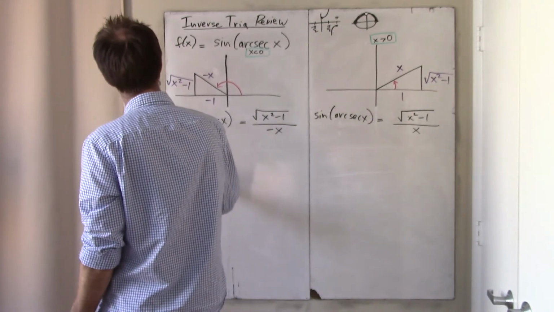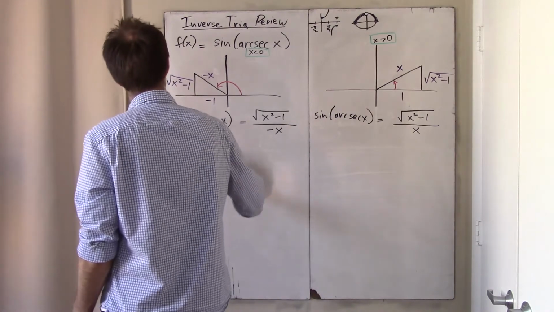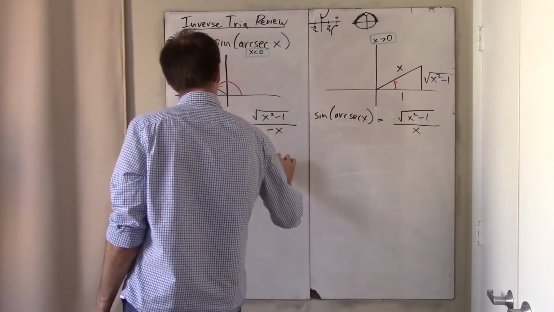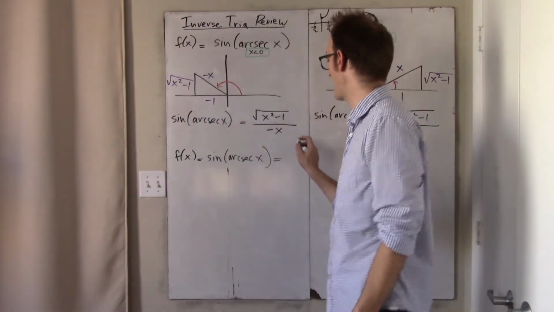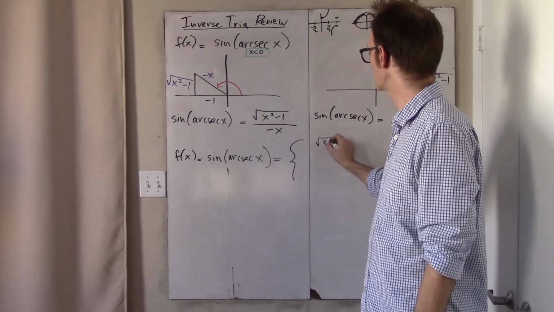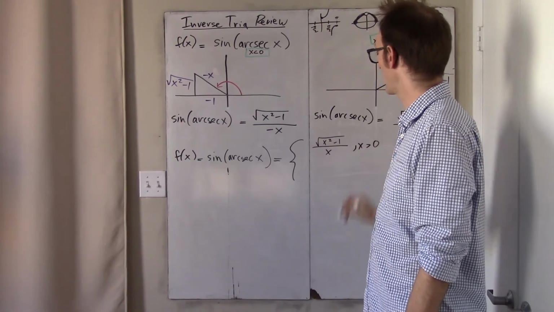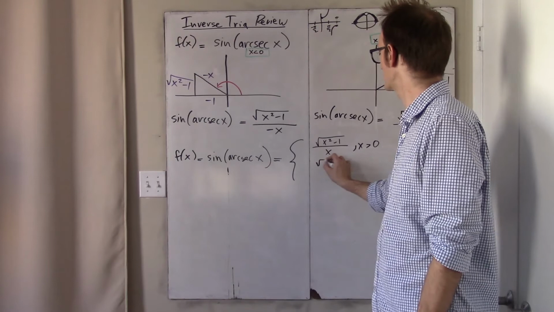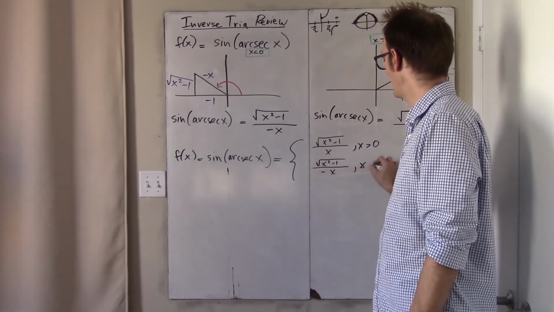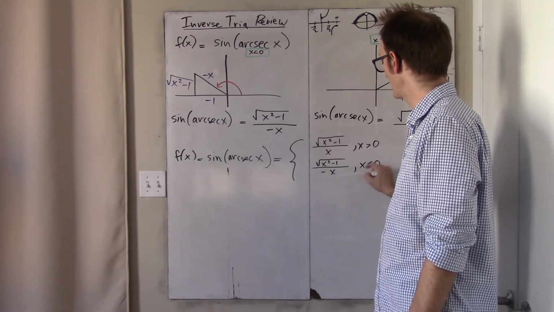All it means is that from now on, anytime anyone asks you what the sine of the arc secant of x is, you have to give the following answer. It depends. If x is positive, then my answer is root x squared minus 1 over x. On the other hand, if x is negative, it's root x squared minus 1 over negative x. And okay, you can just live your life that way, and that would be fine.